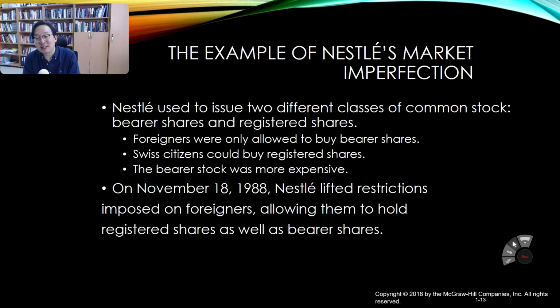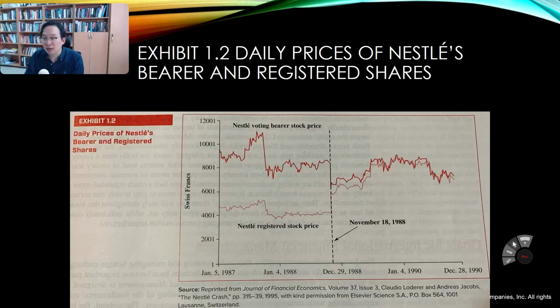But then again, in 1988, the company lifted the restrictions imposed on foreigners. They said, from now on, let's just make it common between foreigners and domestic nationals, allowing them to hold registered shares as well as bearer shares. No difference between these two. So after 1988, the prices of these two shares will converge. But before that, it was this much different. With this announcement, the prices converged to each other. That was a drastic movement, famously studied and published in the Journal of Financial Economics in 1995.